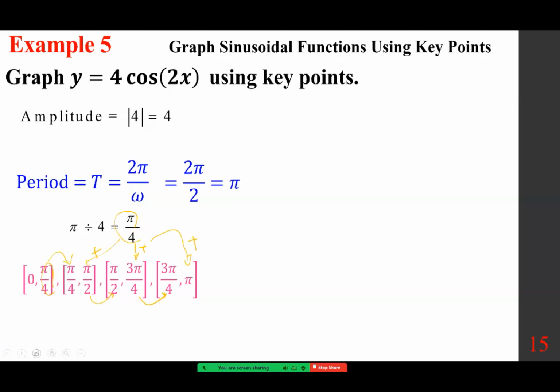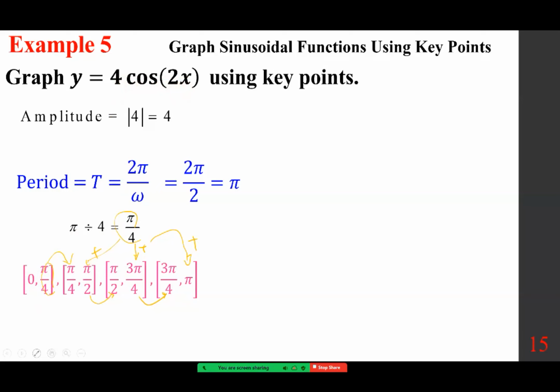So let's go with 0, the very first point. If you plug in 0, cosine becomes 1, so that's 4. 0 gives you 4. The next one is pi over 4. If you put pi over 4 times 2, it is pi over 2. Cosine is 0, so the next one is 0. Now we do pi over 2. If you put pi over 2 here, 2 times that is pi. Cosine of pi is negative 1 times 4.